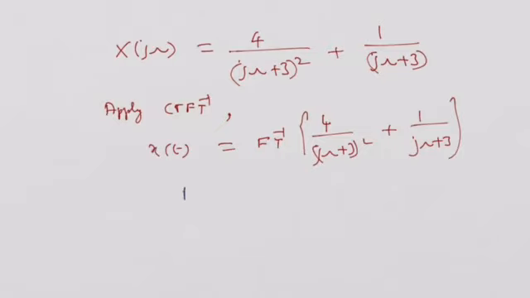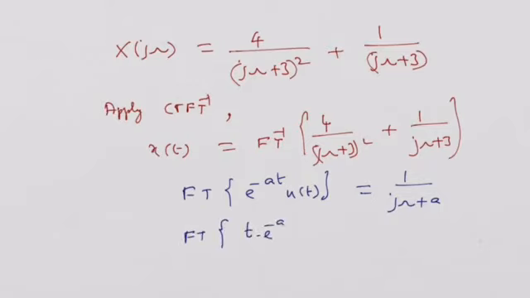The Fourier transform of e power minus at u of t is to be remembered as 1 divided by (j omega plus a). The result can be easily proven. It is also another numerical problem as far as Anna University portions are considered. The Fourier transform of t into e power minus at u of t will simply result in 1 divided by (j omega plus a) the whole square. You must remember these two identities.